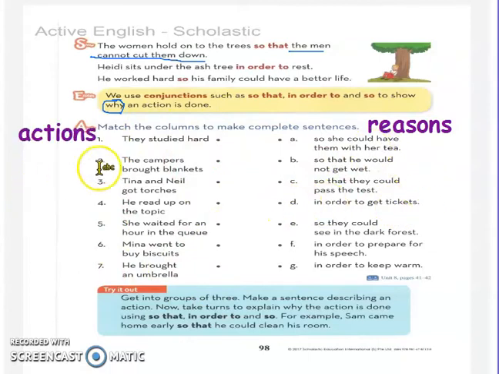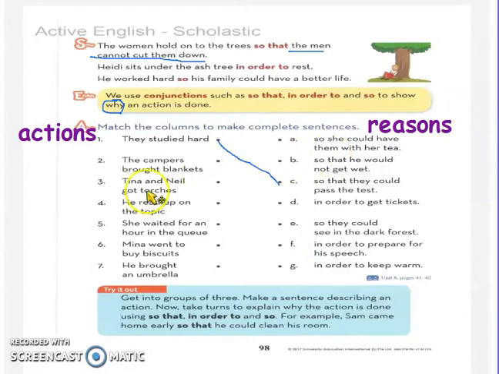Let's start with number 1. They studied hard. Why did they study hard? Excellent. Number C. So that they could pass the test. So, number 1 with C. Please, my students, you have to match number 1 with C.